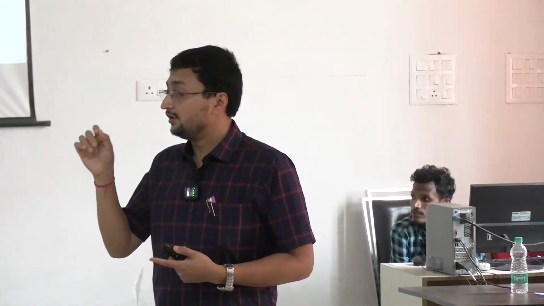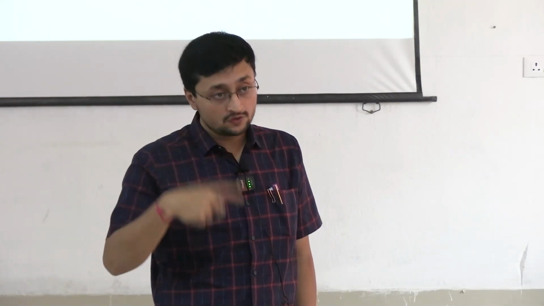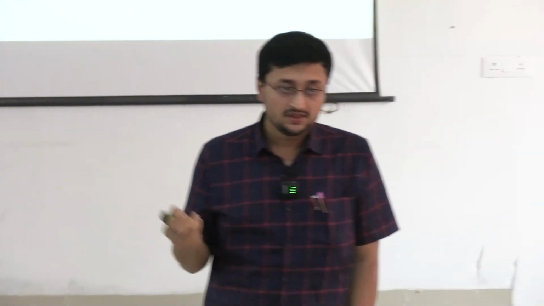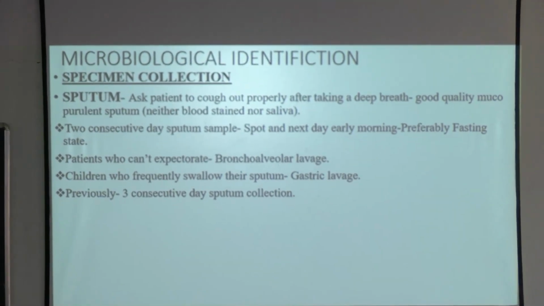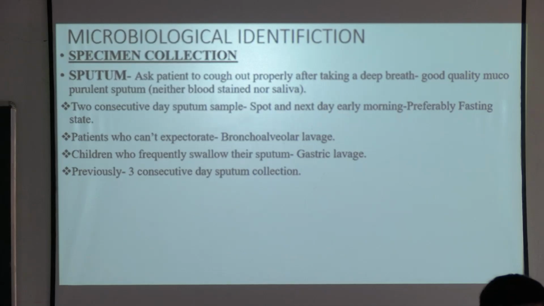And one of the most important points is the sputum must be devoid of blood, not bloody sputum, okay, and not mucus also. So if a patient cannot expectorate sputum, then you can do bronchoscopy followed by bronchoalveolar lavage, and in case of children who cannot expectorate, gastric lavage. Previously 3 consecutive day sputum collection was the norm, but recently RNTCP has introduced 2 consecutive day sputum collection. So this is the preferred method.